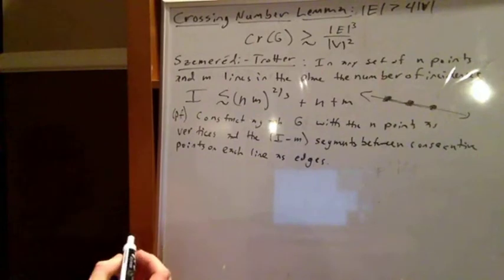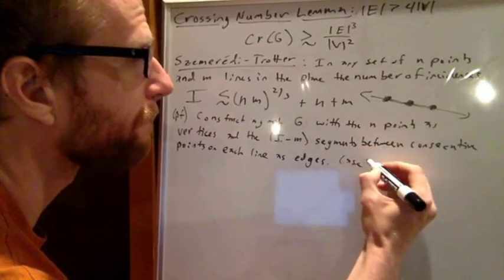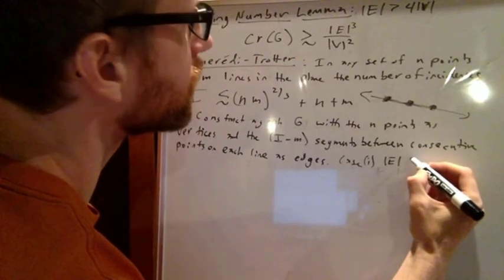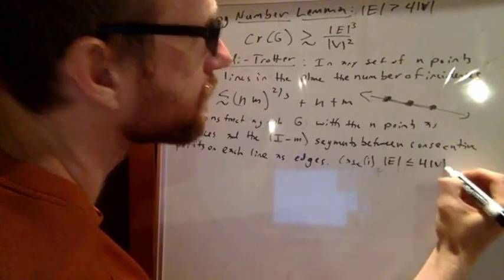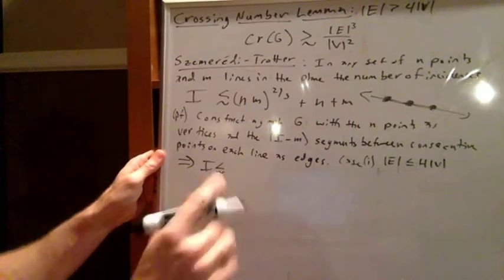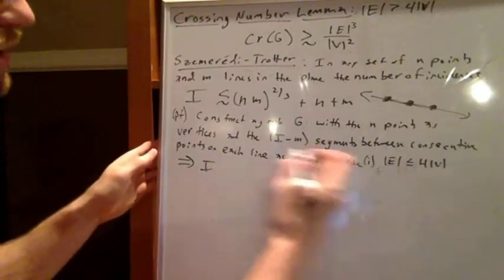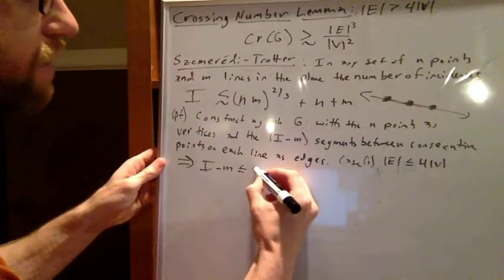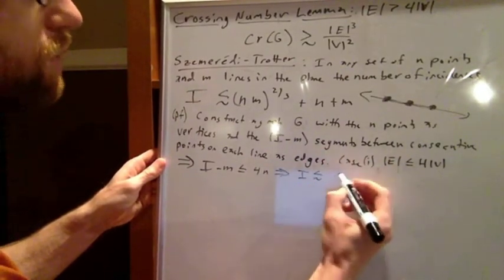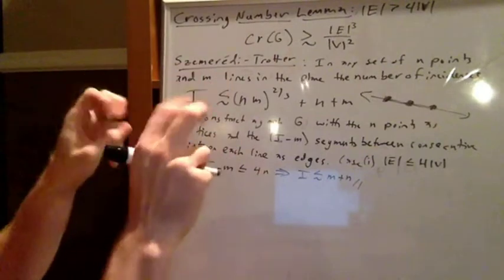Okay. Now we have two cases. Case 1 is that E is less than or equal to 4v. If E is less than or equal to 4v, what's that tell us? That tells us that I, the number of incidences, is bounded above by, since E is I minus m, and that's bounded above by 4 times the number of vertices, which tells me I is less than or equal to m plus n. So I'm ignoring these multiplicative constants. And that takes care of the easy case, or the degenerate case.